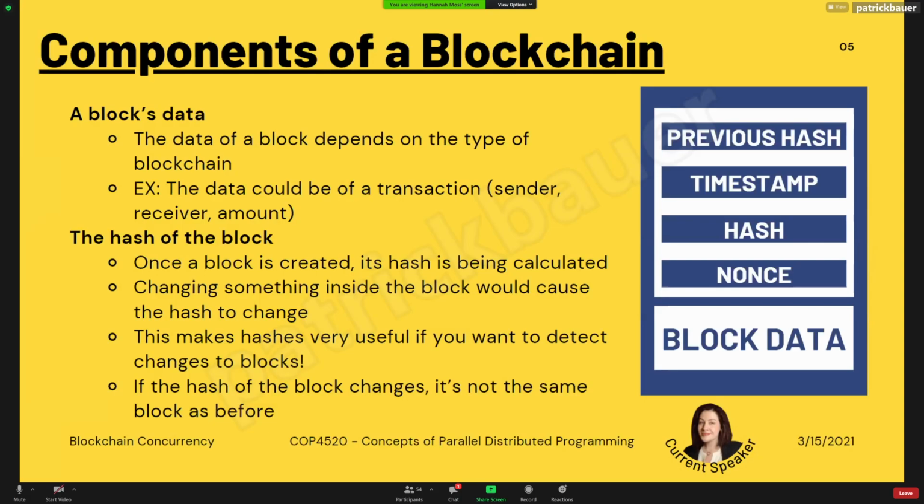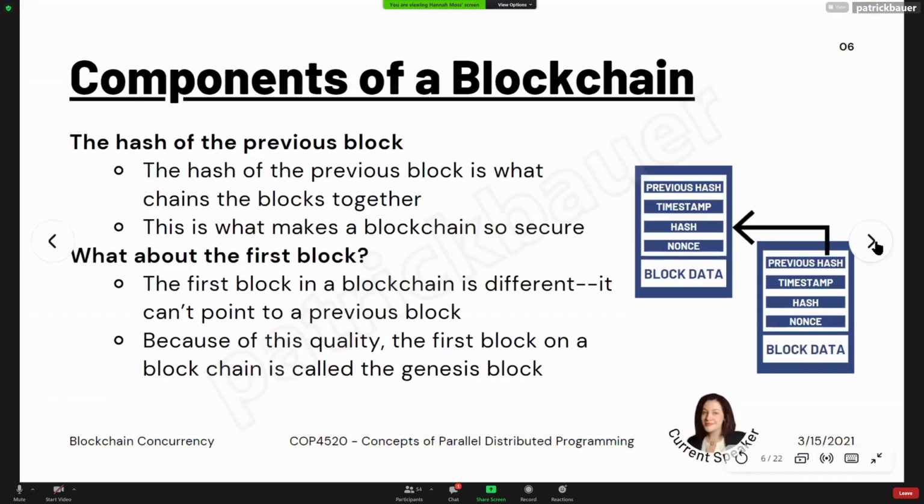The hash of a block. Once a block is created, its hash is calculated, and changing something inside of the block would cause this hash to change. This makes hashes very useful if you want to detect any changes to blocks. If the hash of the block changes, it's not the same block anymore. Another component is the hash of the previous block. The hash of the previous block is what chains each of these blocks together. And this is one of the aspects that makes blockchain so secure.